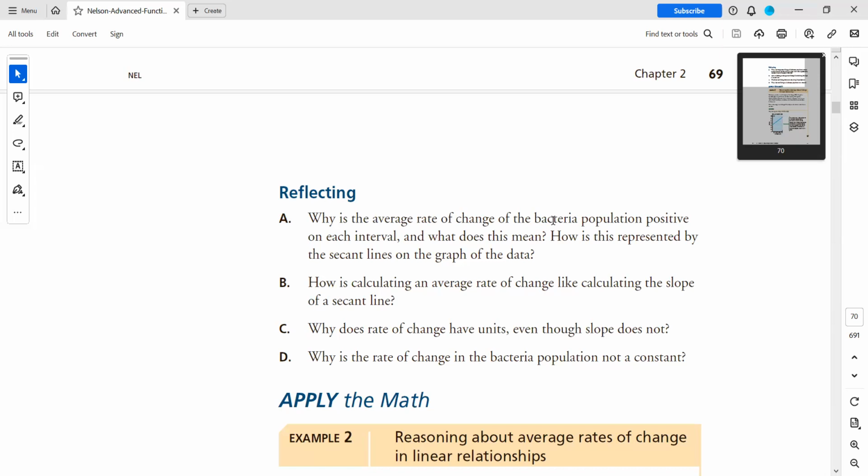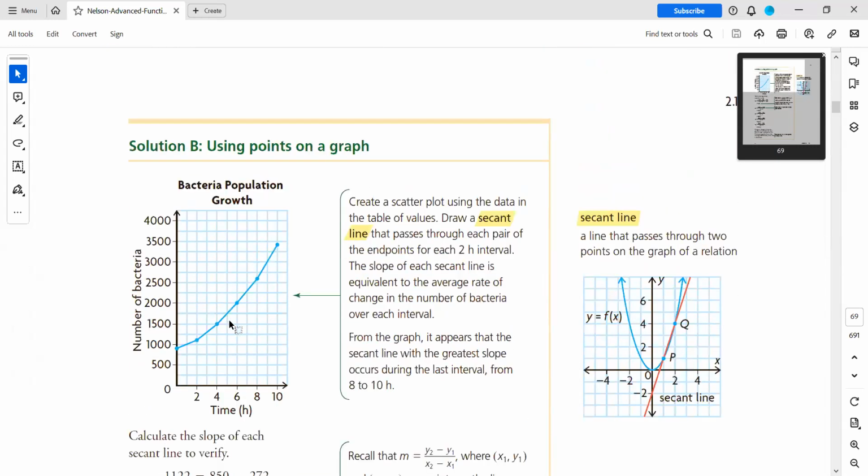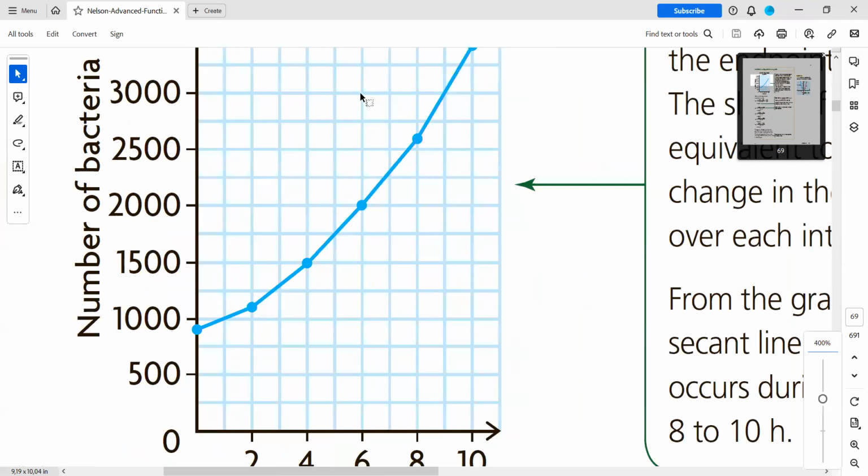And how is this represented by the secant lines on the graph of the data? Let's see here. Basically, the same thing that you just answered, the function is increasing. But in terms of the secant line, you would say that the slope of the secant line alpha is positive. On the other hand, if your slope would be like this, right? If our curve would be decreasing, your angle would be negative, right? So, as well as your average rate of change, your average rate of change would be negative as well. Good.